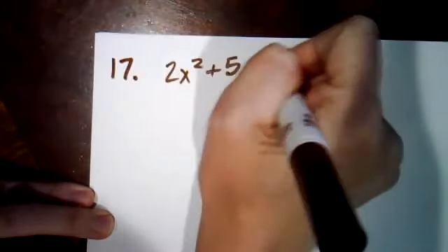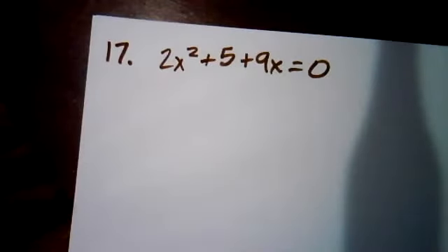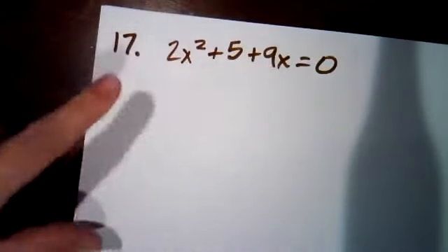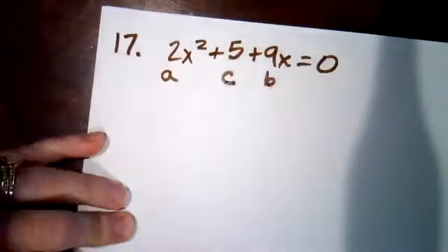Now let's try another problem. I'm going to give you one that doesn't work out so pretty. Let's do 17. 17 is really not very pretty. We have 2x squared plus 5 plus 9x equals 0. This should catch your attention, and hopefully it says to you, oh my goodness, this is not in order. You don't have to put it in order, but you do need to remember that this is A, this is B, and this is C.